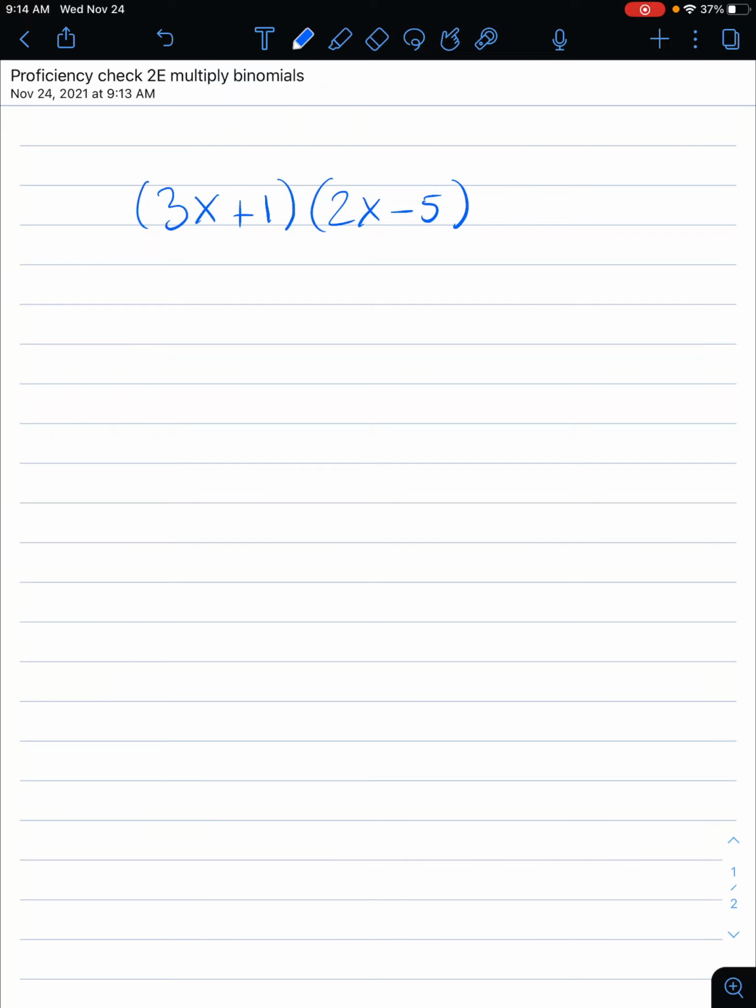Okay, students, this is going to help teach you how to multiply binomials. So a binomial is when we have two terms and we're multiplying by another two terms. Terms are separated by a plus or a minus sign. Okay, so when we do this, I'm going to show you a couple of different ways.